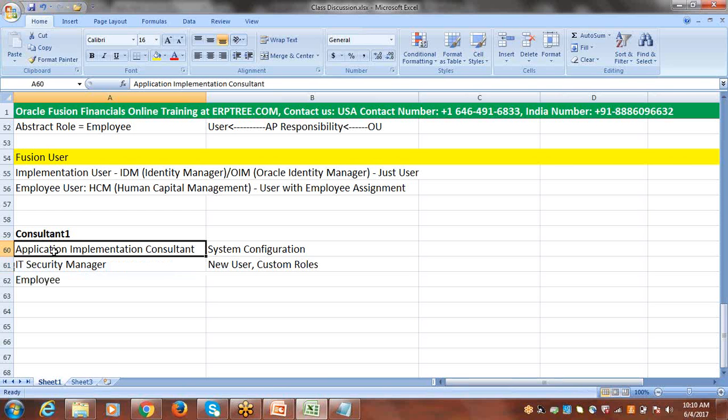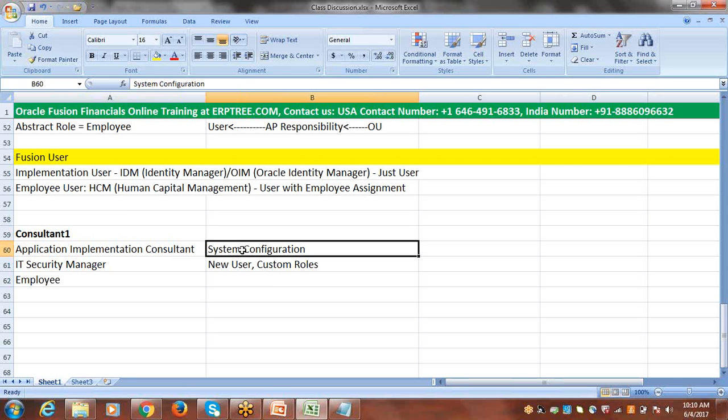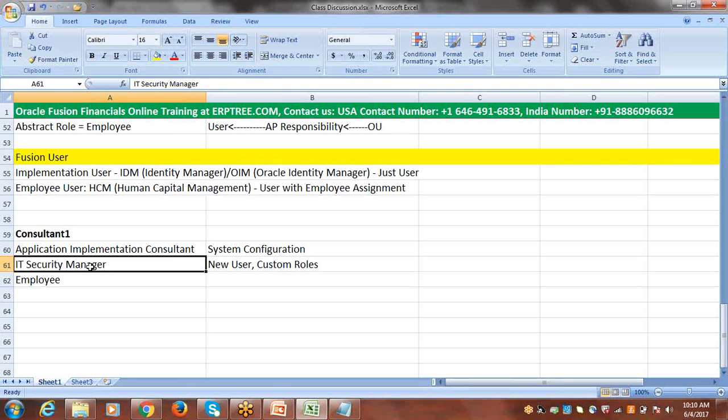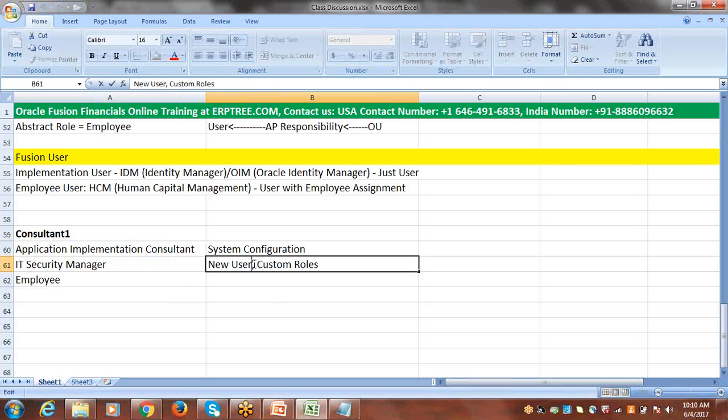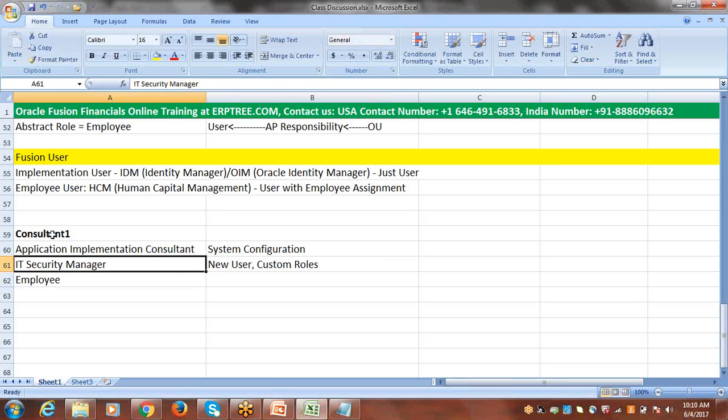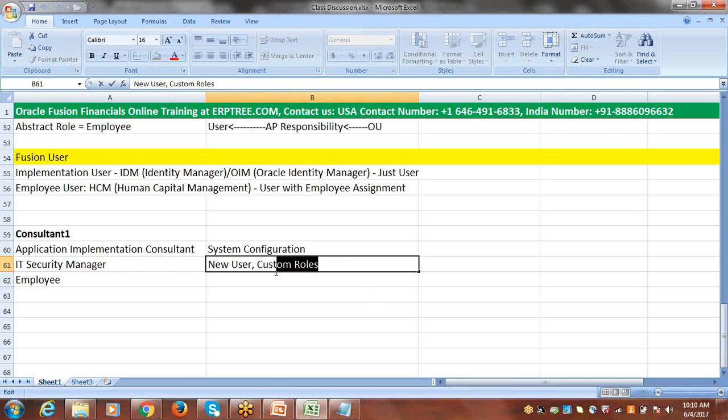So this is equal to the system administrator responsibility. With the system administrator responsibility, we can complete all the configuration right from scratch. In a similar way, if you assign this application implementation consultant role to any user, you can do the system configuration within Fusion, any application related setups. And if you assign the IT security manager role to the user, that role will allow the respective user to create additional new users, and this role will also give the provision to create the custom roles.